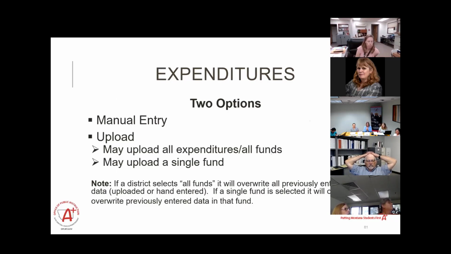As with revenues, you have two options. You can do the manual entry or you can do upload. And please remember that it works the same way as it does for revenues. So if you have a single fund selected, it will write or overwrite just for that fund. If you have all funds selected or no single fund selected, it will write everything. So make sure that you're really careful about what you have selected so that you don't overwrite data that you previously entered.